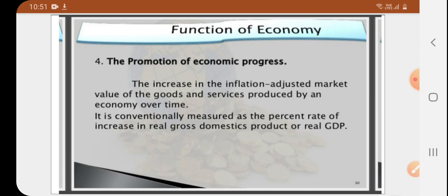It means how much over the period of production the market is adjusted. It is conventionally measured as the percent rate of increase in real gross domestic product or real GDP. So it basically measures the percent rate of increase in the real GDP.